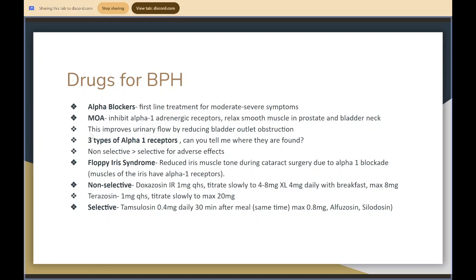We have doxazosin, immediate release, 1 mg at night. We titrate slowly to 4 to 8 mg. Doxazosin is also available in an XL version, 4 milligrams daily with breakfast, max of 8 mg. Terazosin is 1 milligram at night, titrate slowly to the max of 20 milligrams. Selective alpha blockers are going to be tamsulosin, and that's going to be 0.4 mg daily, 30 minutes after a meal at the same time every day, max of 0.8 milligrams. Also, we have alfuzosin and silodosin.